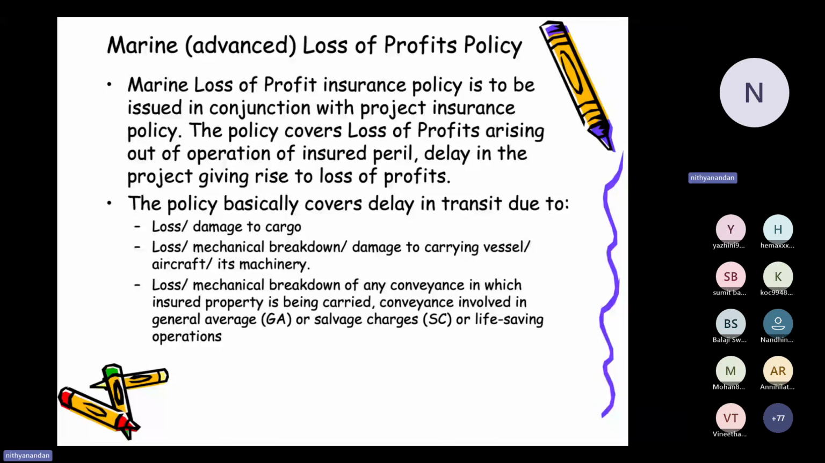So such delay will end up in the loss of profit for those delayed periods. That is covered under machinery loss of profit. In the same way, marine advance loss of profit.